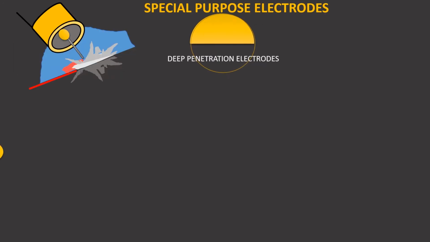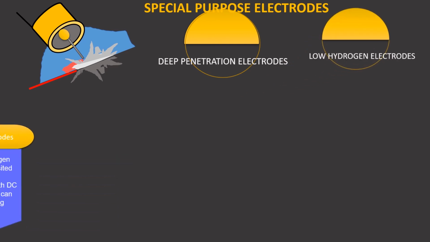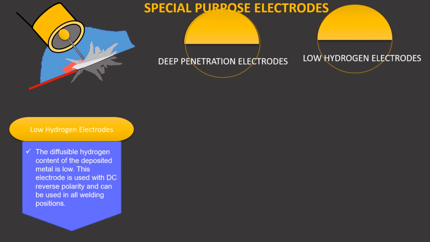Special purpose electrode. Deep penetration electrodes. These electrodes are used to get deep penetration in the joints. The depth of the penetration will be more than the core wire diameter of the electrode used. Low hydrogen electrode. The diffusible hydrogen content of the deposited metal is low. This electrode is used with DC reverse polarity and can be used in all welding positions.